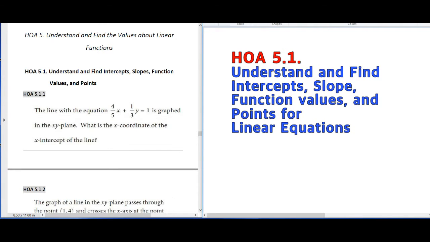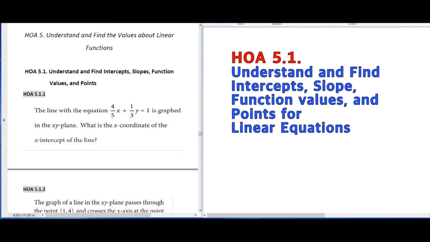Understand and find intercept, slope, function values, and points. Okay, we've done number 1. They gave you this information. Would you read it? Absolutely.